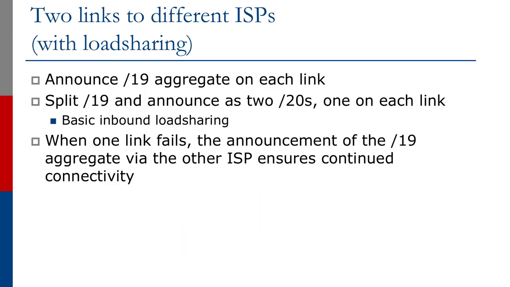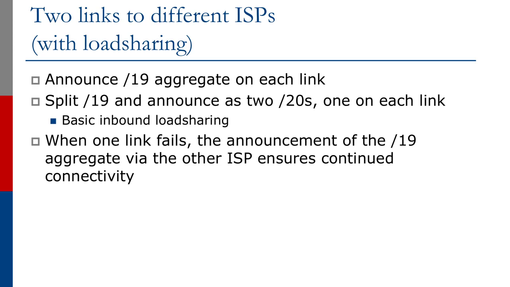What we're going to do now is take the /19 and divide it into two pieces. Sound familiar? It's the same principle as we saw earlier. We're going to announce the first /20 on the link to AS110, and we're going to announce the second /20 on the link to AS120. Should either link fail, the /19 through the other link provides the backup.